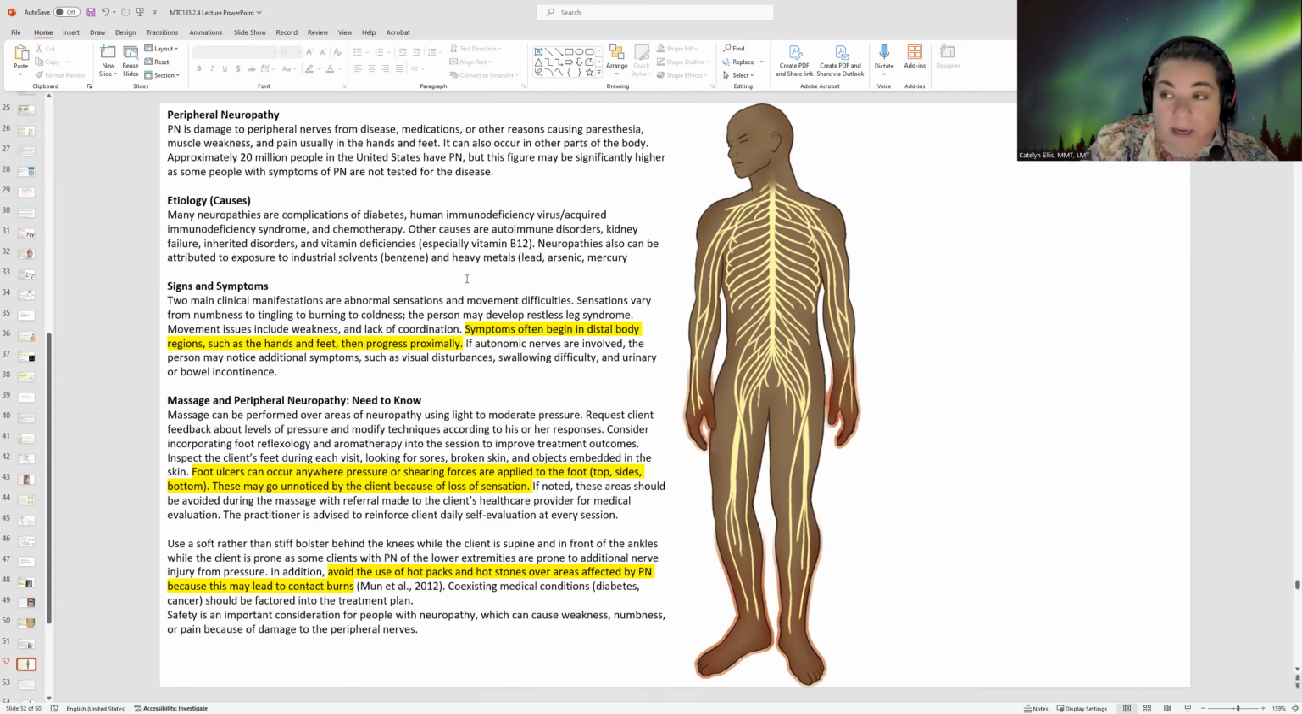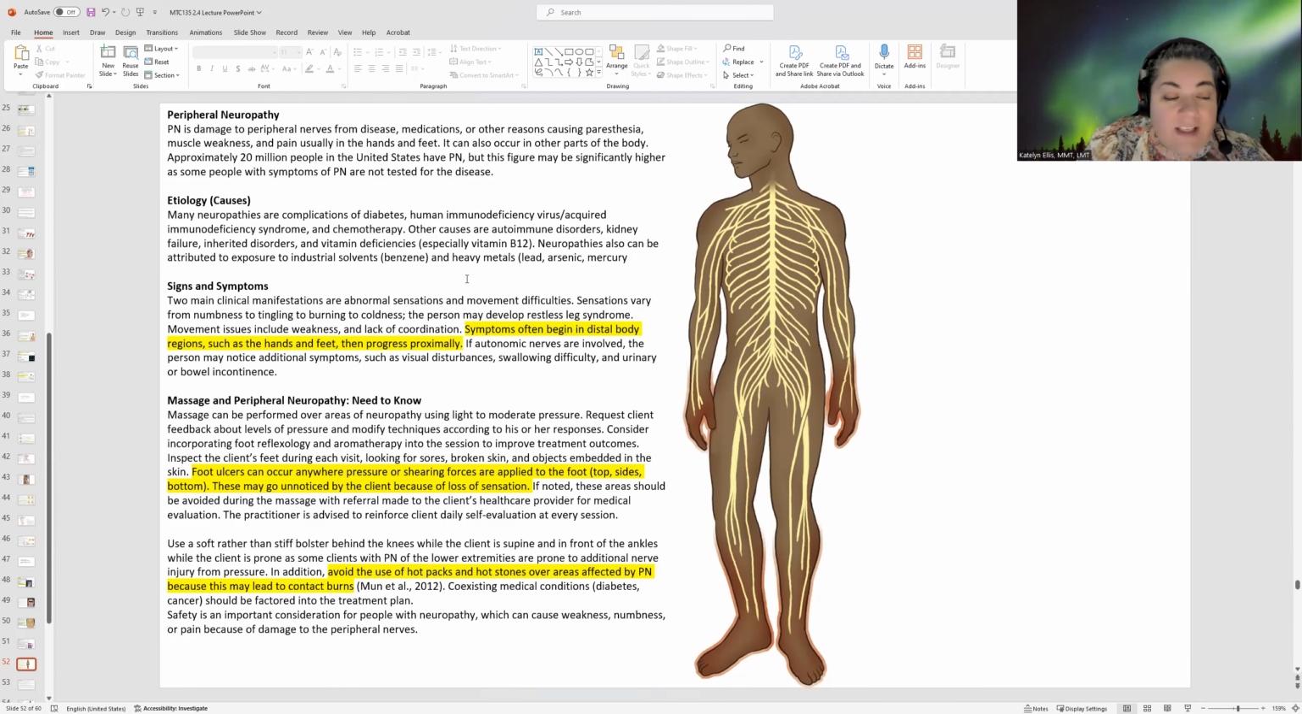Your clients might not be aware at all that they have foot ulcers from the pressure or shearing forces that are applied to the foot while walking or doing things with any type of pressure. And your clients won't know it because they don't have any sensation. They cannot feel the pain in their feet. So encourage your clients to do a daily self evaluation, especially of their feet if they have peripheral neuropathy.